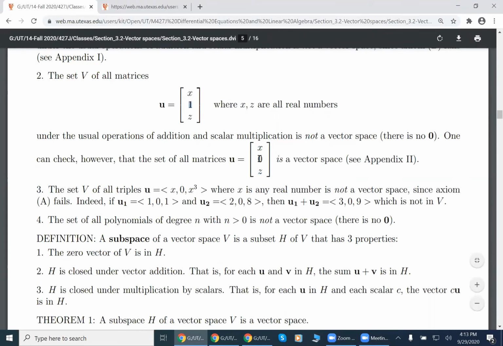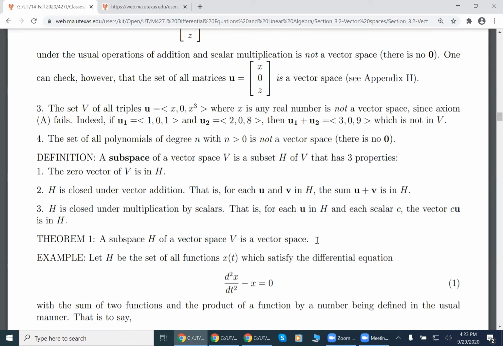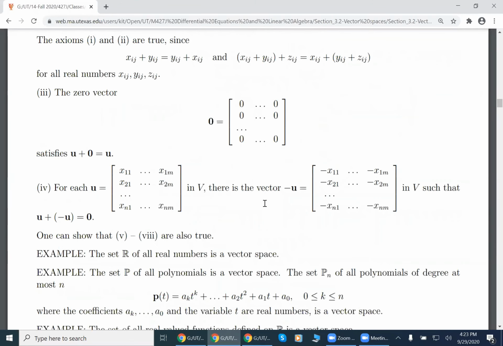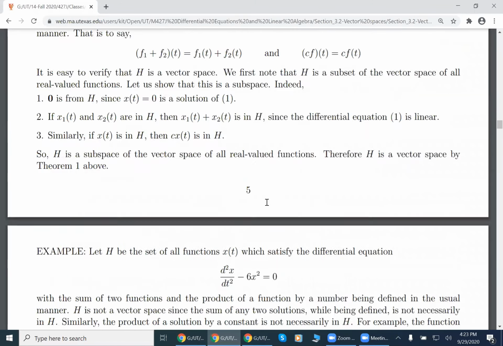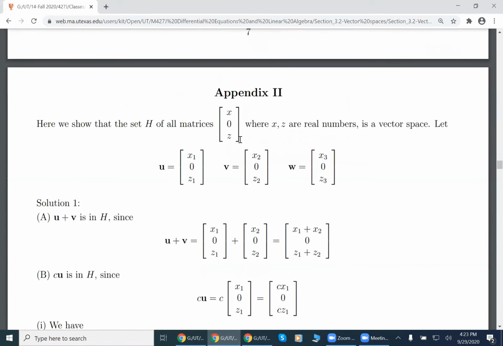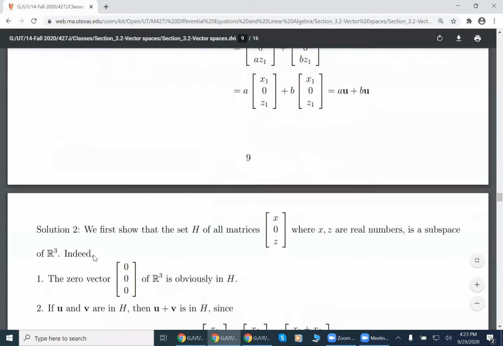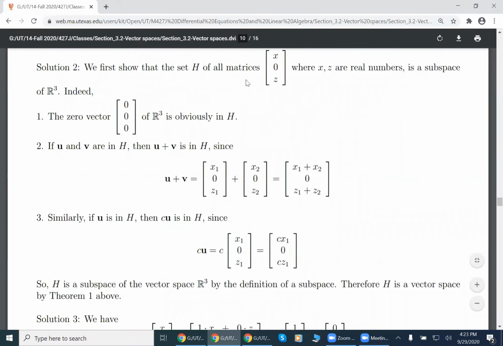So, once again, a subspace of a vector space is a subset that satisfies these 3 properties, and theorem 1 says that a subspace of a vector space is a vector space by itself. This allows us to come up with shorter proofs in many cases. Let us go back to Appendix 2. Once again, one way to prove that this set is a vector space is to check all 10 properties. But here is solution number 2.